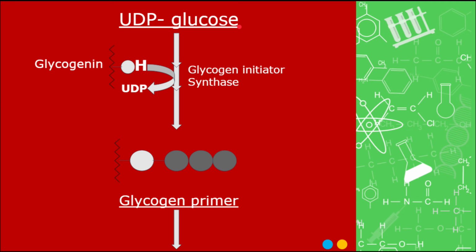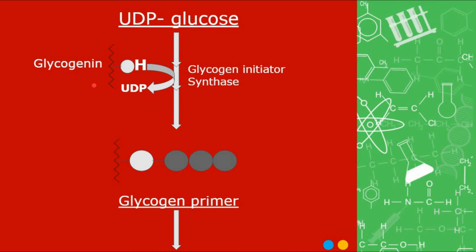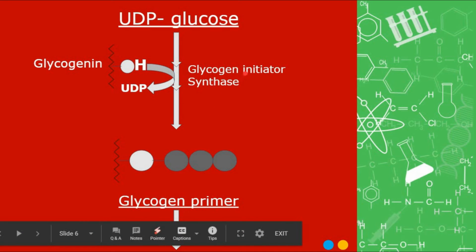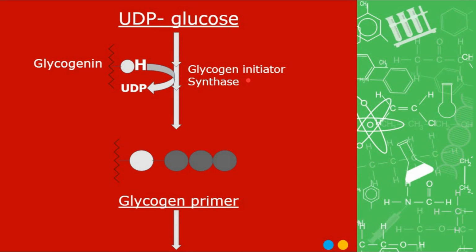To initiate the process of glycogenesis, we require primers. Generally the pre-existing small fragments of glycogen act as a primer, but in the absence of that, a protein named glycogenin accepts a glucose molecule from UDP glucose and forms a primer. It transfers the first molecule of glucose to glycogenin. This is where the glycogen primer is found.